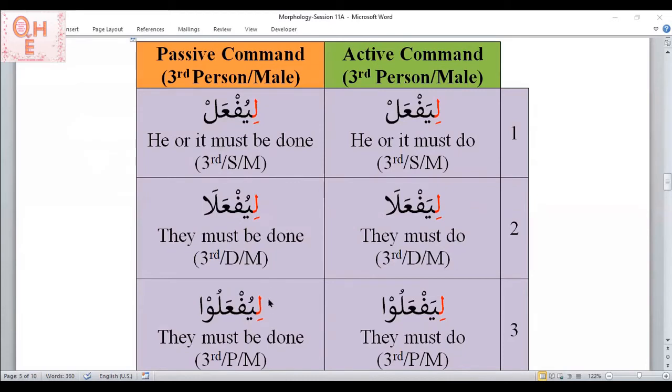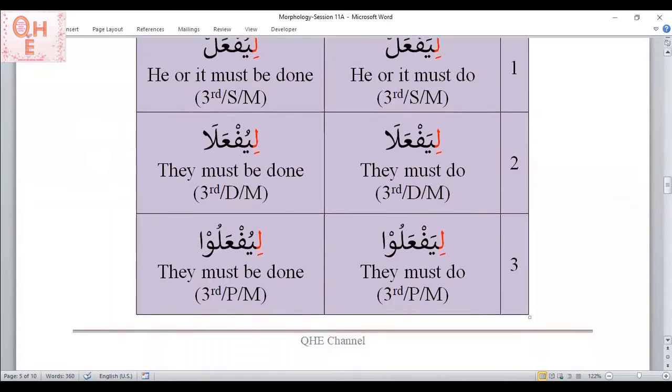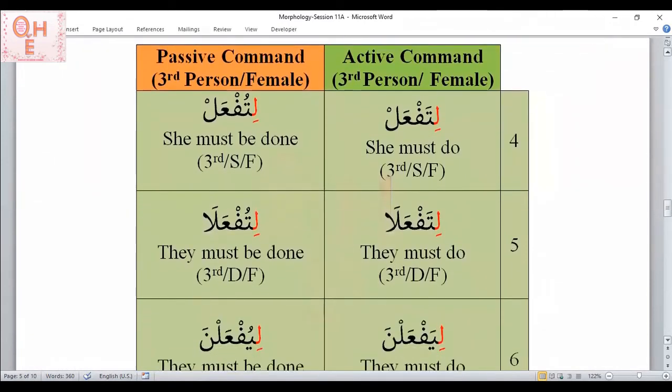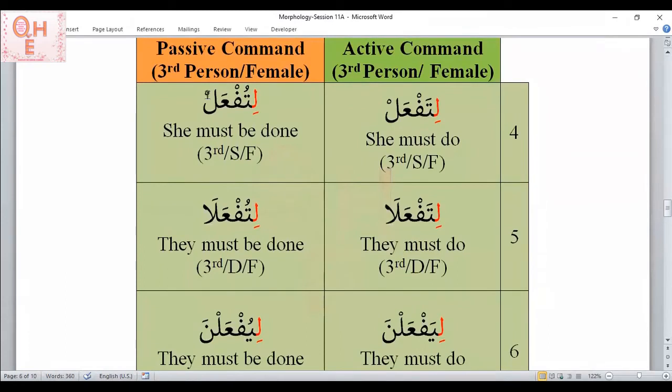I'm not going to read all the passive conjugations. You can pause the video and take a look at the conjugations. This is basically active and passive. So for passive, we know the prefix gets a dhamma and the second root letter gets a fatha. Let's look into third person female group. So for the singular female, when the doer is a third person singular female, like she, litaf'al, she must or should do.